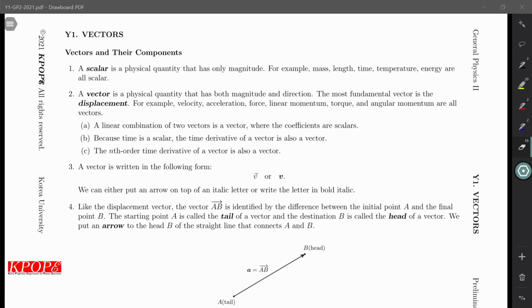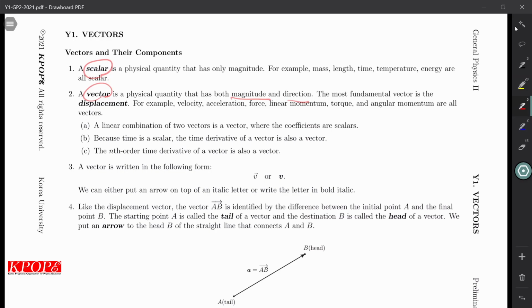Today we study vectors and their components. First, a scalar is a physical quantity that has only magnitude. In physics, we use scalars and vectors. The difference between a scalar and a vector is that a vector has both magnitude and direction. A scalar has its own magnitude only.